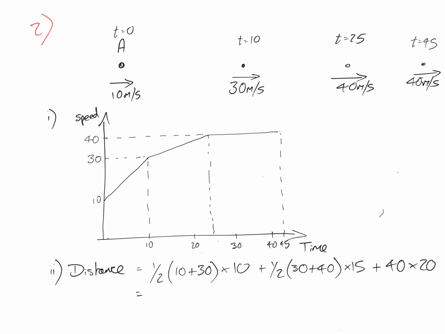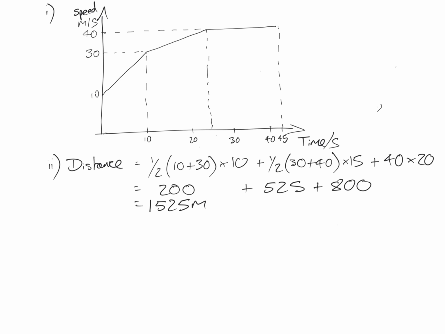a half of 40 times 10 is 200, plus 35 times 15, 525, plus 800 is 1525 meters, because the speed is meters per second, and that's just seconds. Okay.